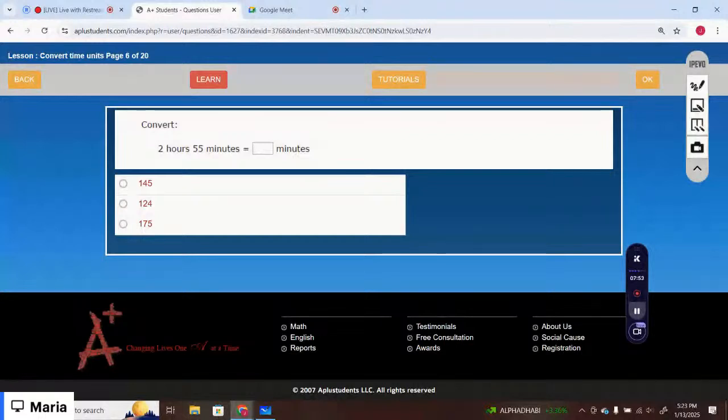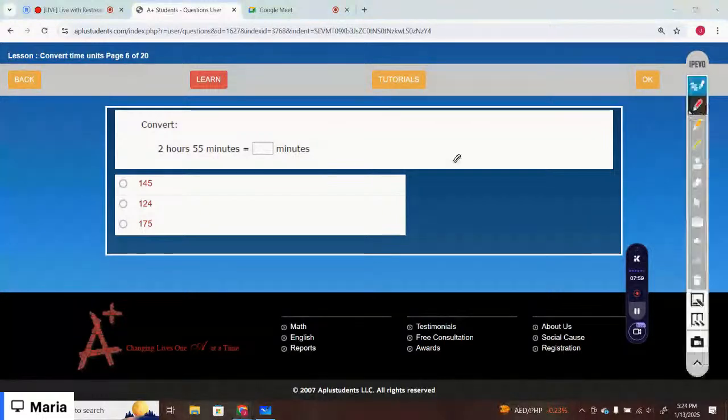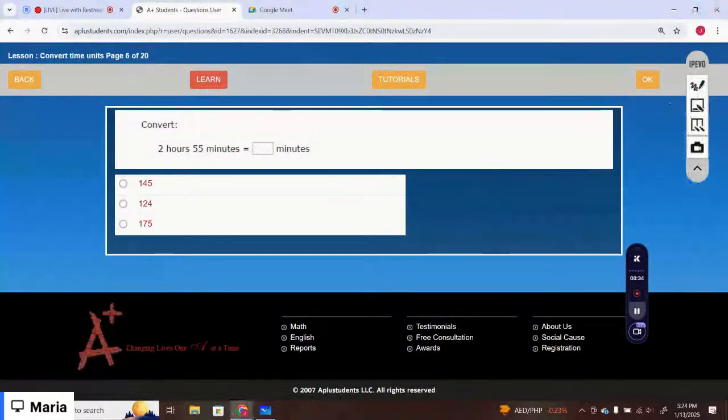2 hours 55 minutes. So 2 hours mean in 1 hour you have 60 minutes, right? So 2 times 60 is 120, and you already have 55 minutes. So just add 120 plus 55 equals 175 minutes. So the correct option is 175 minutes. Option number 3 is the correct option.